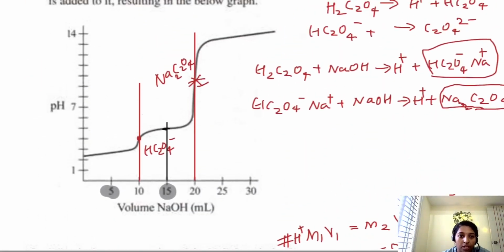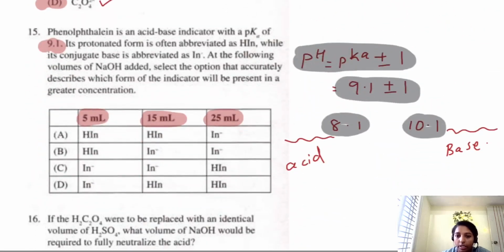And what about 25 ml? See the 25 ml, you can see the pH is something around 13, 14, correct? It is actually greater than 10.1. So that's why you can take it as the base form. Base form will be predominant.